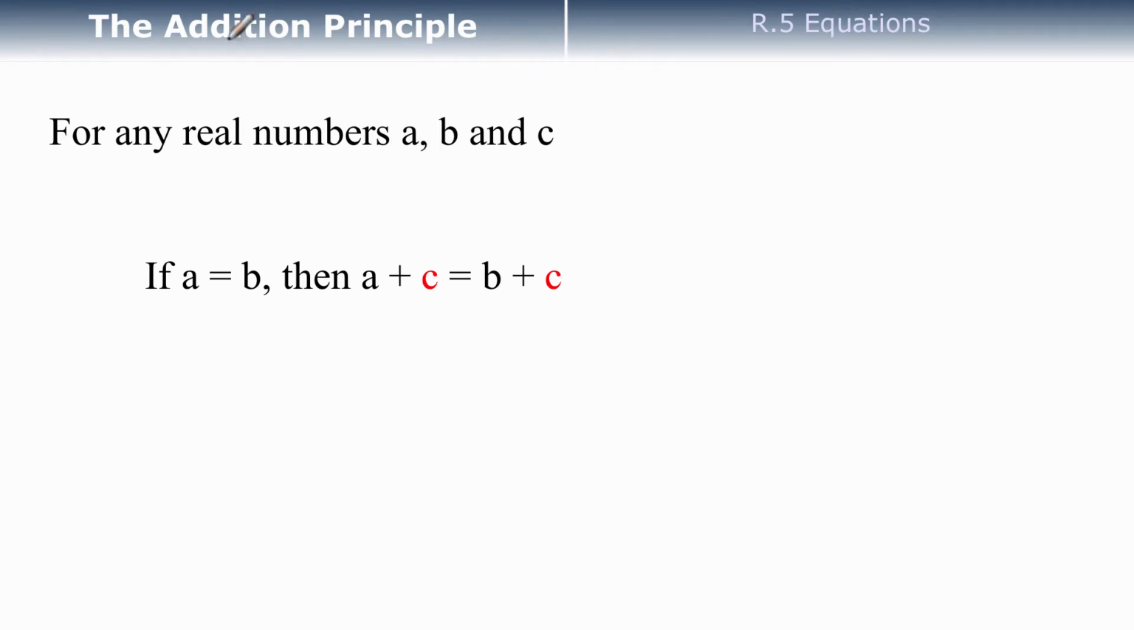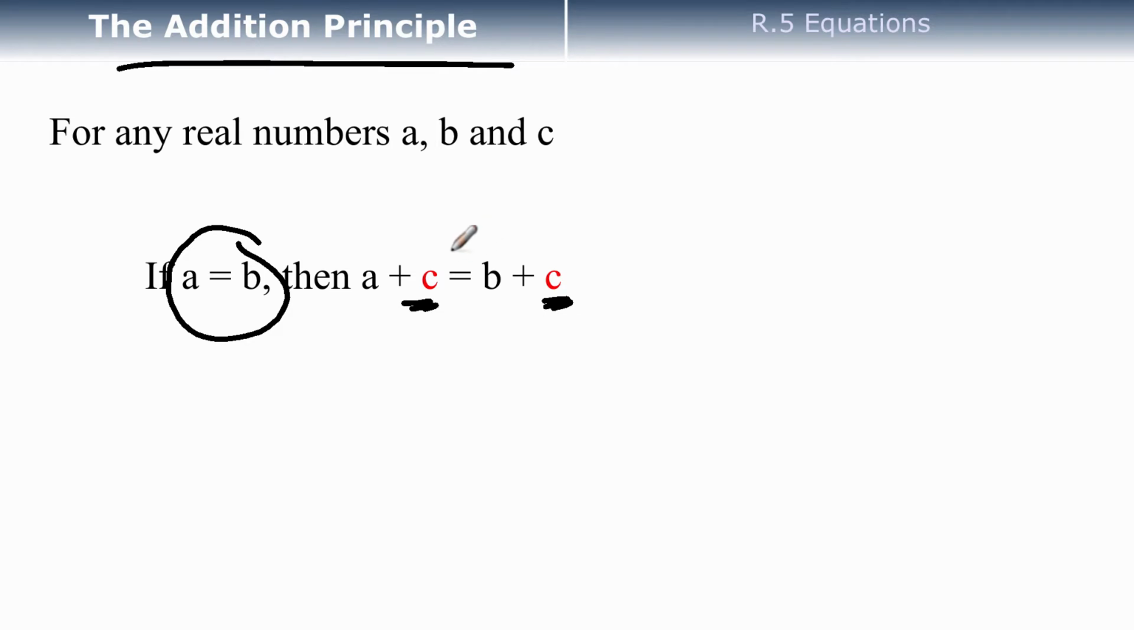Okay, so the first principle is called the addition principle. It basically says if you've got something equal to something else, so if A is equal to B, then if you add something to the A side, and you add the same thing to the B side, then the equality is maintained. And that's the key thing.